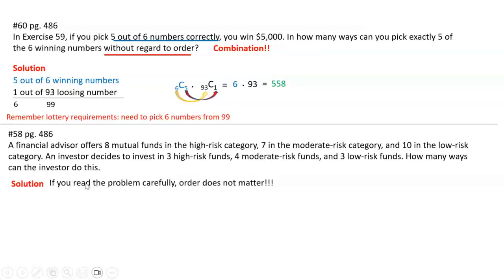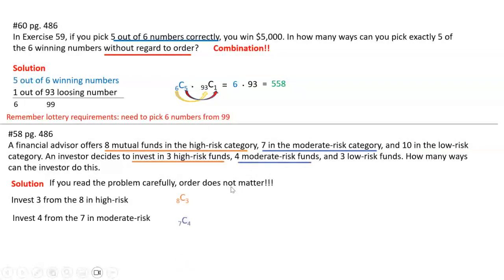Solution: we have to read the problem carefully. Here, order does not matter, so it's going to be combination. Let's get the high risk first. There are 8 high risk funds, and we want to get 3, so it's 8 combination 3. For the moderate risk, there are 7, and we want 4, so that's 7 combination 4. For the low risk, there are 10, and we want groups of 3, so it's 10 combination 3.